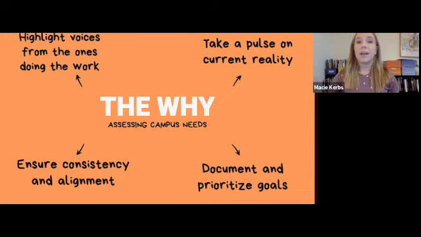So sometimes we assess our campus needs by just surveying or getting the feedback from teachers, but other times we can also ask other staff members or paraprofessionals or parents just to see, is what we're doing actually working for the people that are invested, all of our stakeholders? So all of this information gives us a pulse on our current reality, because sometimes we think it's one way, and then when we look at the data, we're like, oh wow, actually I didn't consider that. Or sometimes we're like, yep, that's exactly what I was thinking, but now we have data to show why we're making some decisions. It helps with consistency and alignment.